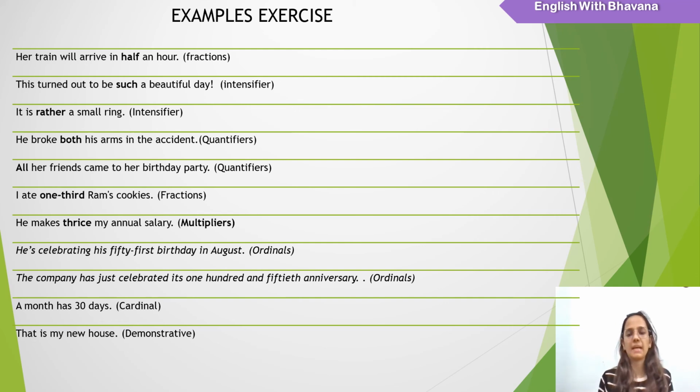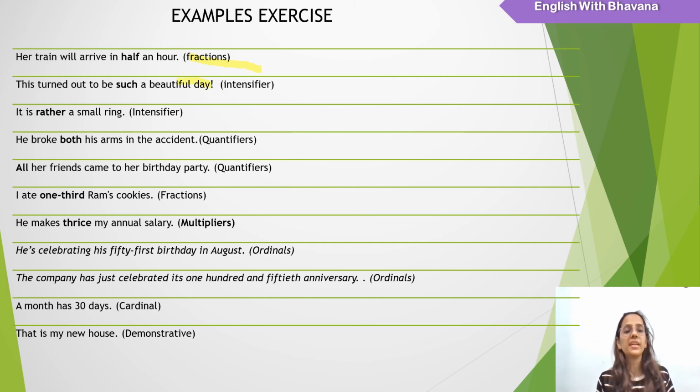Now, this is the example exercise. These are the examples which you can note down if you want. It's very easy for you to understand and refer to in future as well. Her train will arrive in half an hour. So half an hour क्या हो गया? Fraction हो गया. Okay? Half an hour is a fraction. So it's a fraction example.